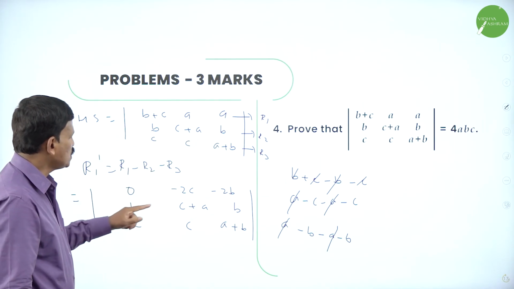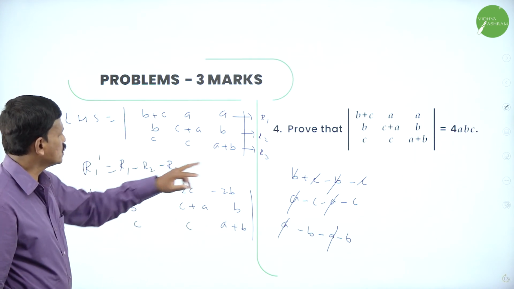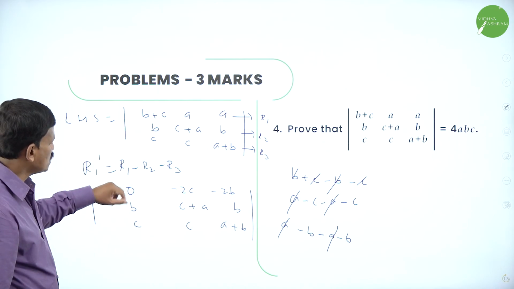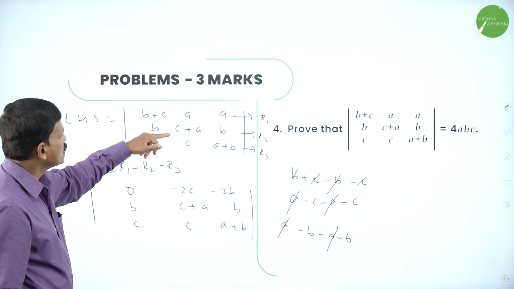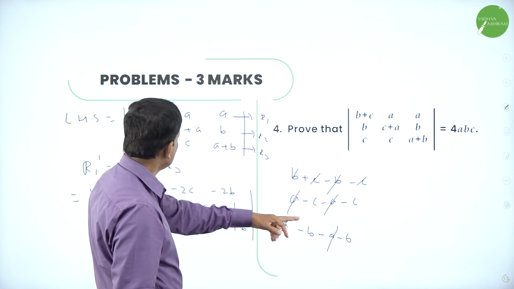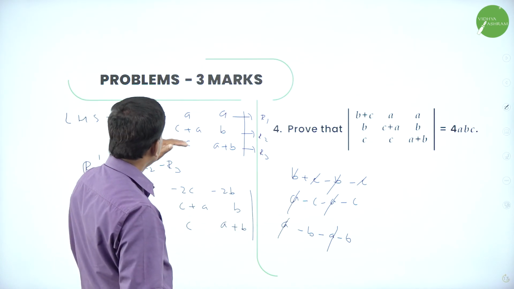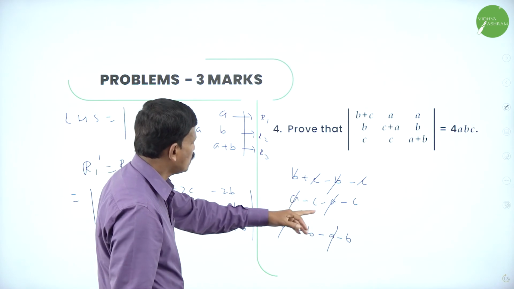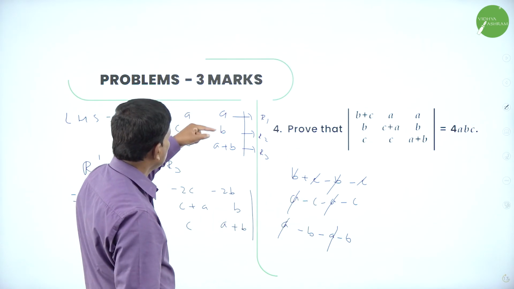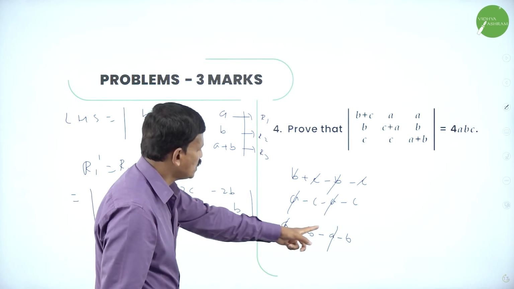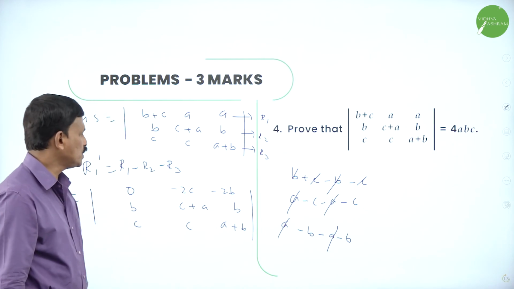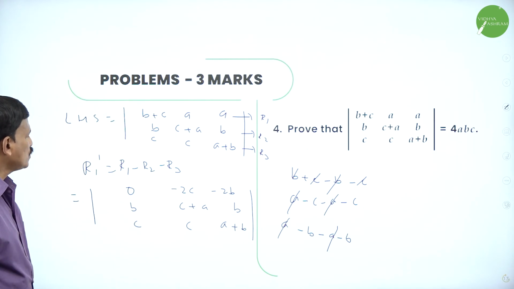R2 is same, B, C plus A. R3 is also same, C, C, A plus B. Subtract this, B plus C minus B minus C is 0. A minus C minus A minus C: A minus C, A plus A minus C minus A minus C, multiply by negative sign, minus A plus A gets cancelled, minus 2C. Again A minus B, minus of A minus B is minus A minus B, minus A plus A gets cancelled, minus 2B.